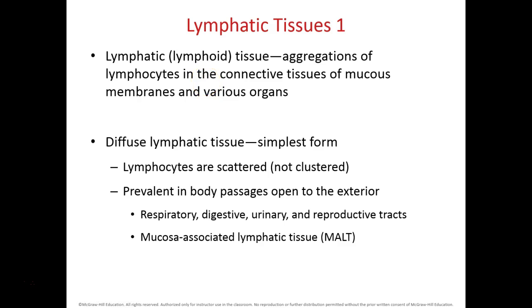Lymphatic tissue or lymphoid tissue, you might see either term, lymphatic or lymphoid, talking about the same thing. These are aggregations of lymphocytes in the connective tissue of the mucous membranes and various organs. And we'll look at some of this lymphoid tissue. Diffuse lymphatic tissue, this is the simplest form where lymphocytes are just scattered, they're not clustered. And this is in any of those openings to the body: respiratory, digestive, urinary, reproductive tracts. They are also called MALT tissue, mucosa-associated lymphatic tissue, MALT.